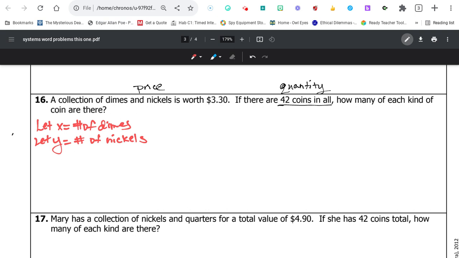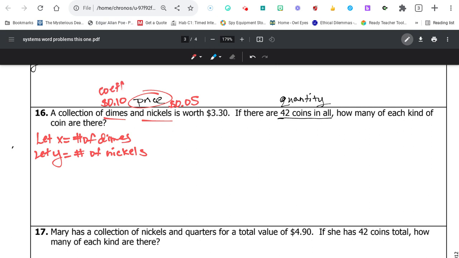And I know somebody is looking up here and saying, if that's a price equation, where are my coefficients? Well, your coefficient for the dime is the value of a dime. The value of a dime is 10 cents. And your coefficient for the nickel is the value of a nickel, which is 5 cents. So this is the coefficient of the dime, and this is the coefficient of the nickel. That's what it's worth.